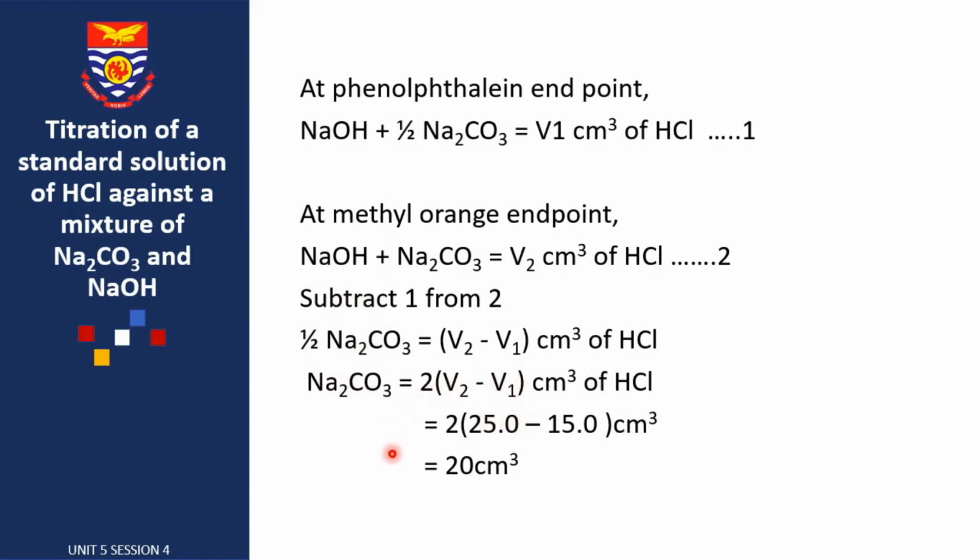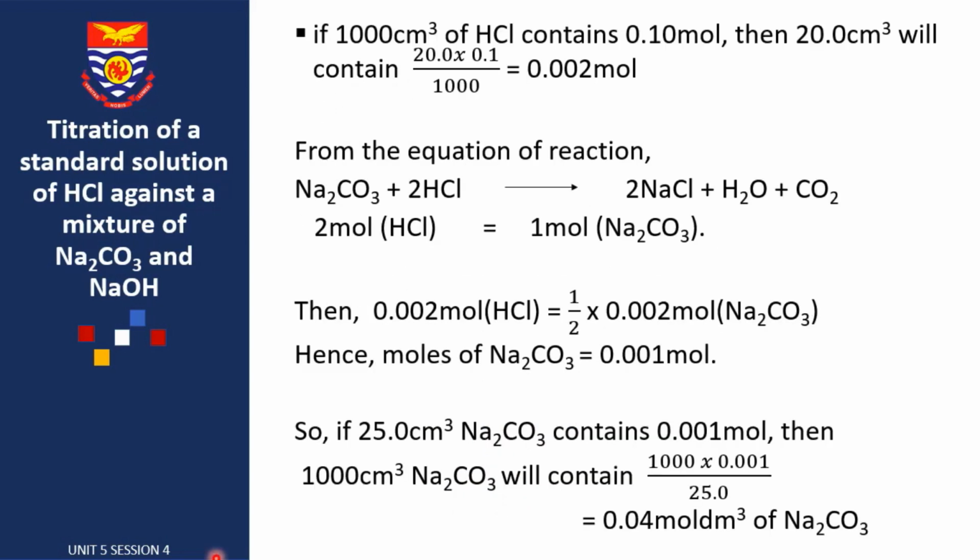So we can now find the number of moles in this 20 cubic centimeters of the acid, and we'll do our mole ratio. In doing that, we could have just converted the 20 cubic centimeters into decimeters cubed and multiplied by the concentration to get the moles. But we are going by the first principle, and so we interpret the concentration as if 1000 cubic centimeters contains 0.1 mole, then the 20 cubic centimeters will contain what? So when we work this out, we have this number of moles.